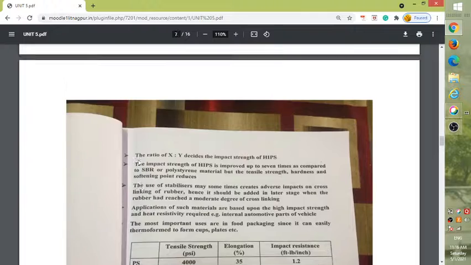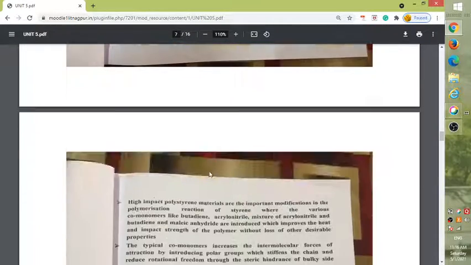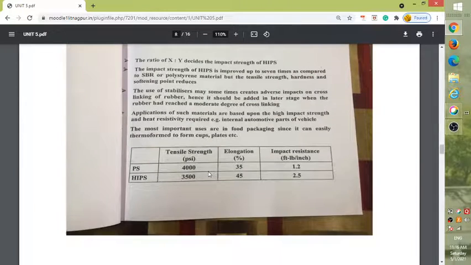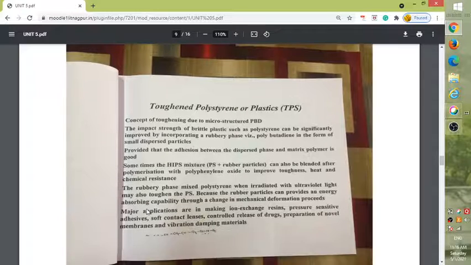So what is HIPS? Styrene plus SBR latex. So he calls SBR latex as rubber particles. The rubbery phase mixed with polystyrene when irradiated with UV may also toughen the polystyrene, because the rubber particle can provide an energy absorbing capability through a change in mechanical deformation.